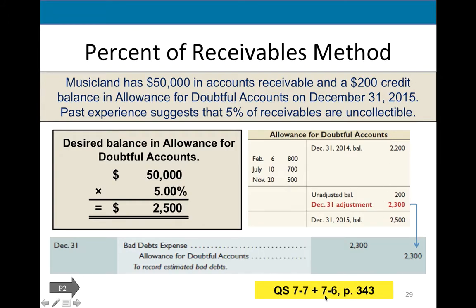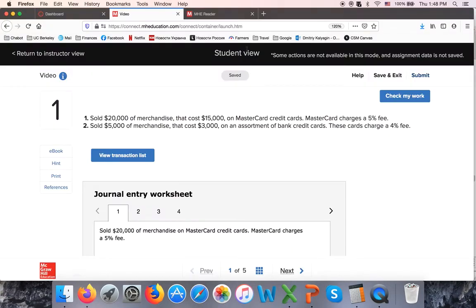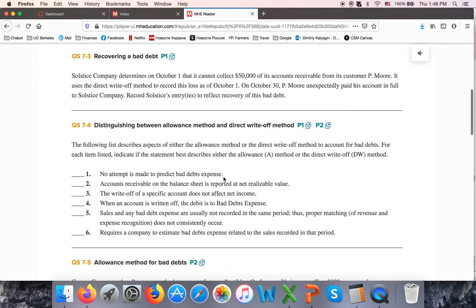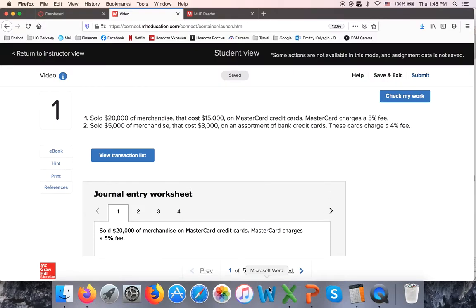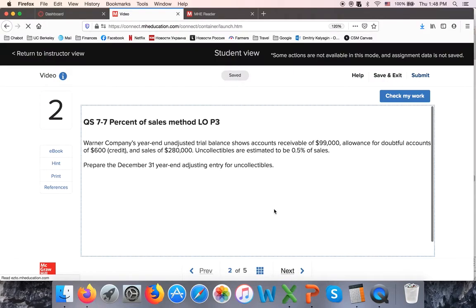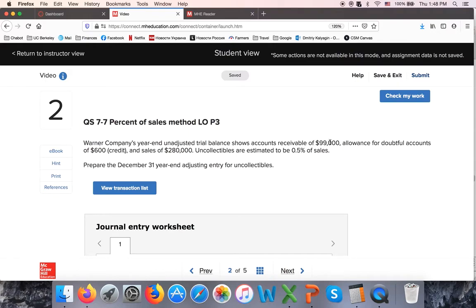Okay, so quick study 7-6, page 343. Let's do quick study 7-7 first. So let me go to quick study 7-7, right? Percent of sales method, okay? And guys, here we go. Percent of sales method. Warner Companies. Unadjusted trial balance shows AR of 99,000.